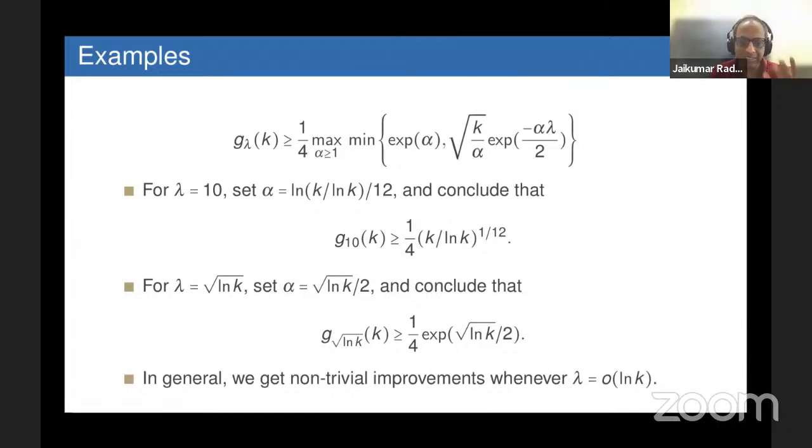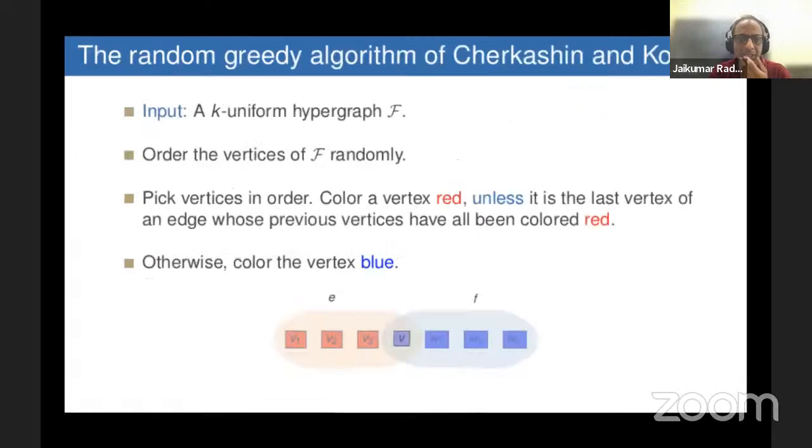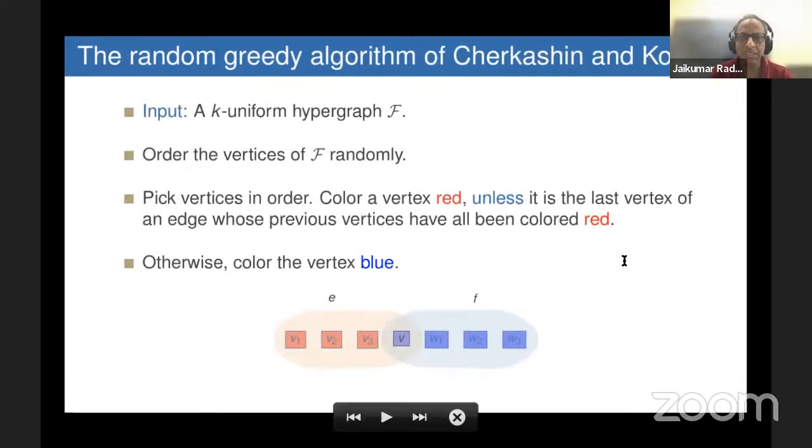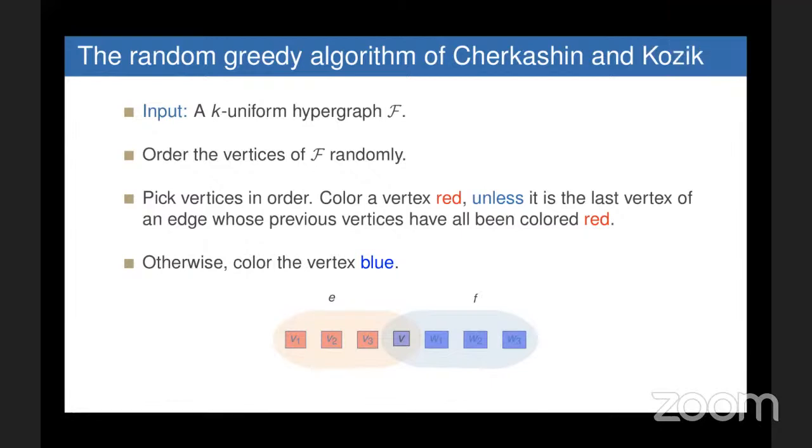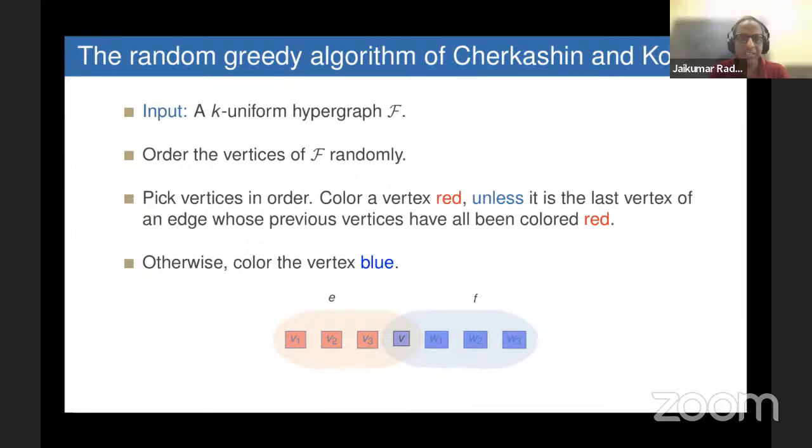So this is the main result, and we actually prove it using the method of Cherkashin and Kozik, which was used for uniform hypergraphs. And so we don't have any new algorithmic insight to contribute. It is the same algorithm. It turns out that the same algorithm, when run on hypergraphs where we have an assumption about lambda, will deliver a proper coloring with high probability.